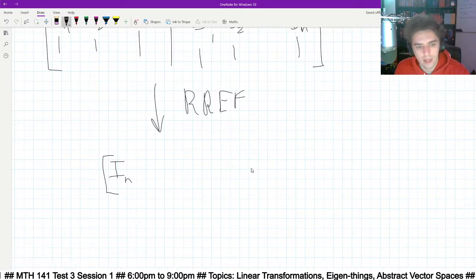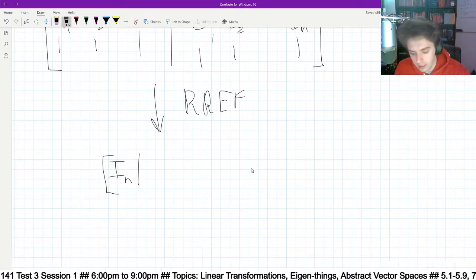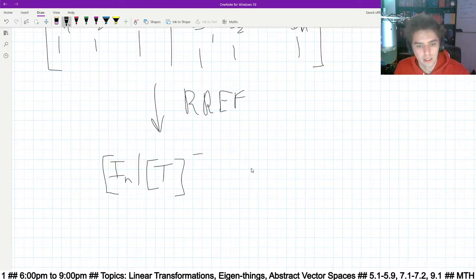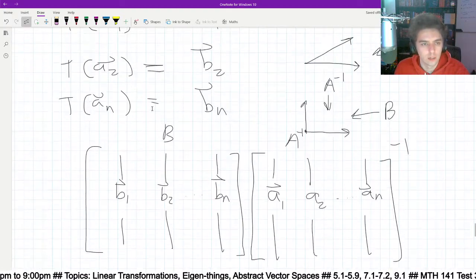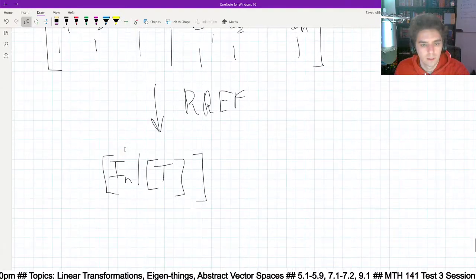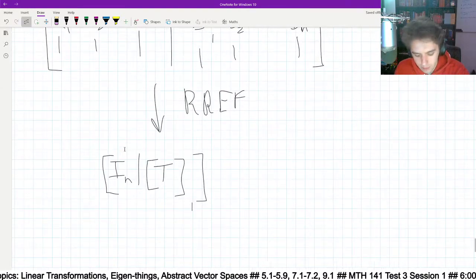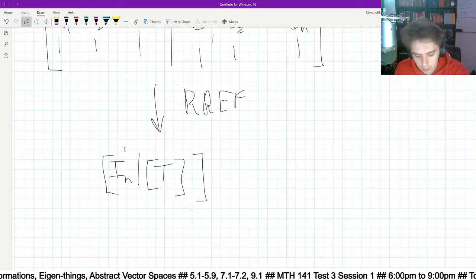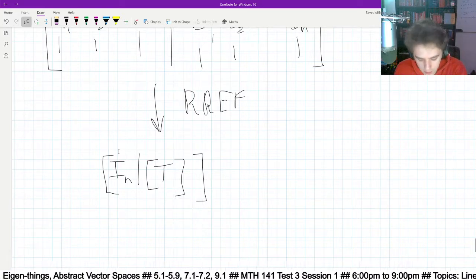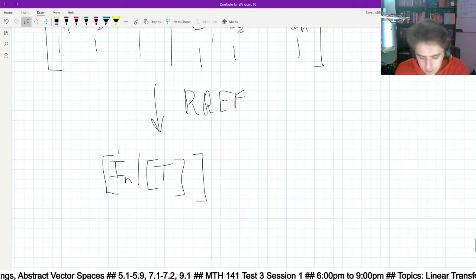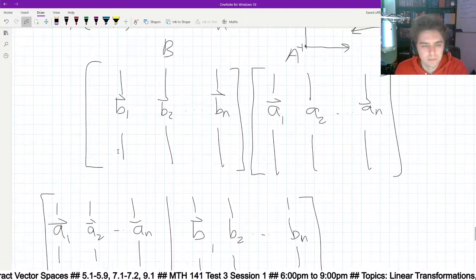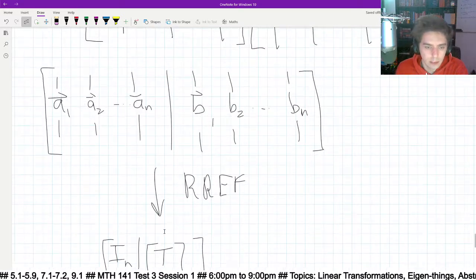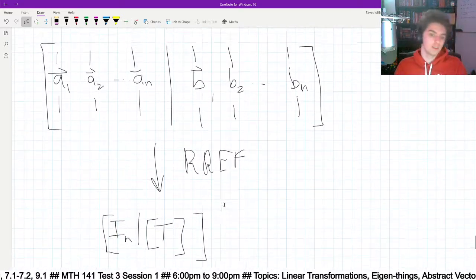And you want to augment that with some other matrix, which is going to be the matrix representation of T. Which is what we were looking for to begin with. So we'll definitely do an example of this. We're not just doing it for no reason. It's similar to how you find the inverse of a matrix.